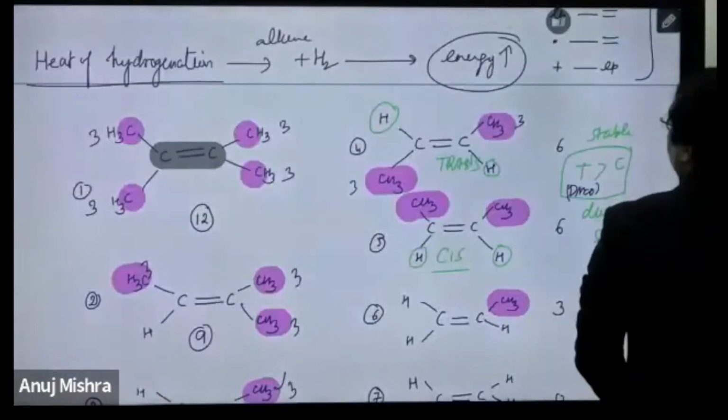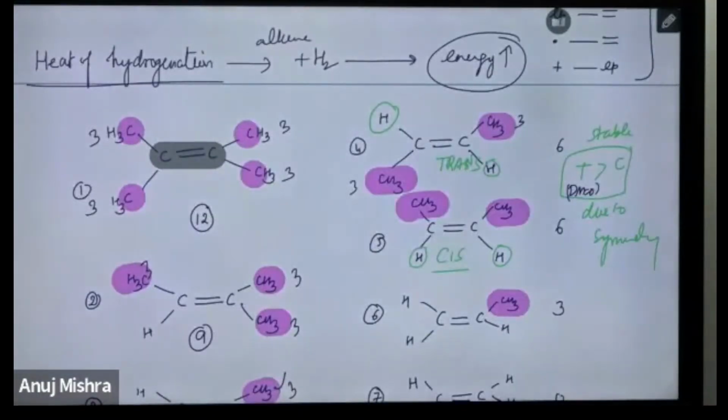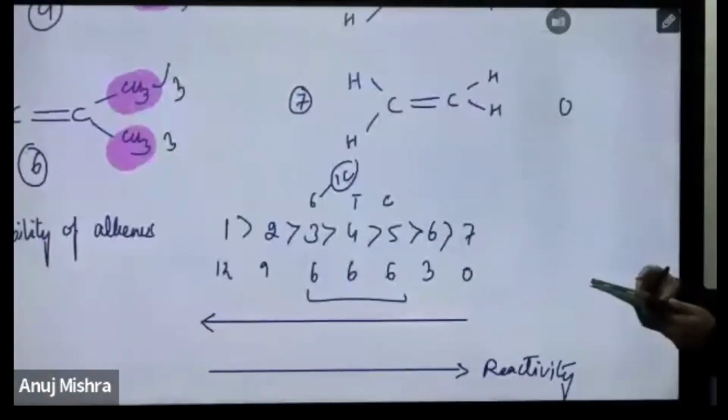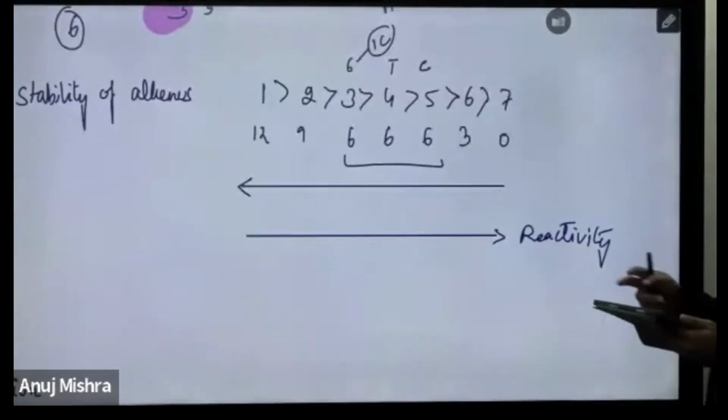So now just quickly see here. Heat of hydrogenation term is clear. ये सब मैं आपको discuss कर चुका हूँ. Transes and all. Stability of alkene 1, 2, 3, 4, 5, 6. You know reactivity is the other way around.